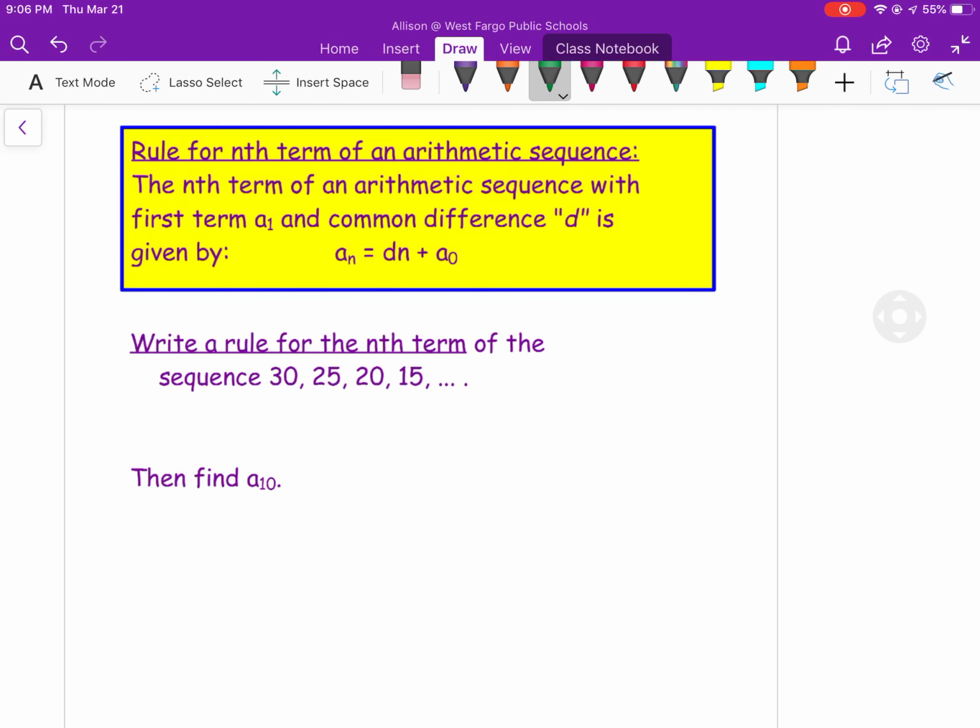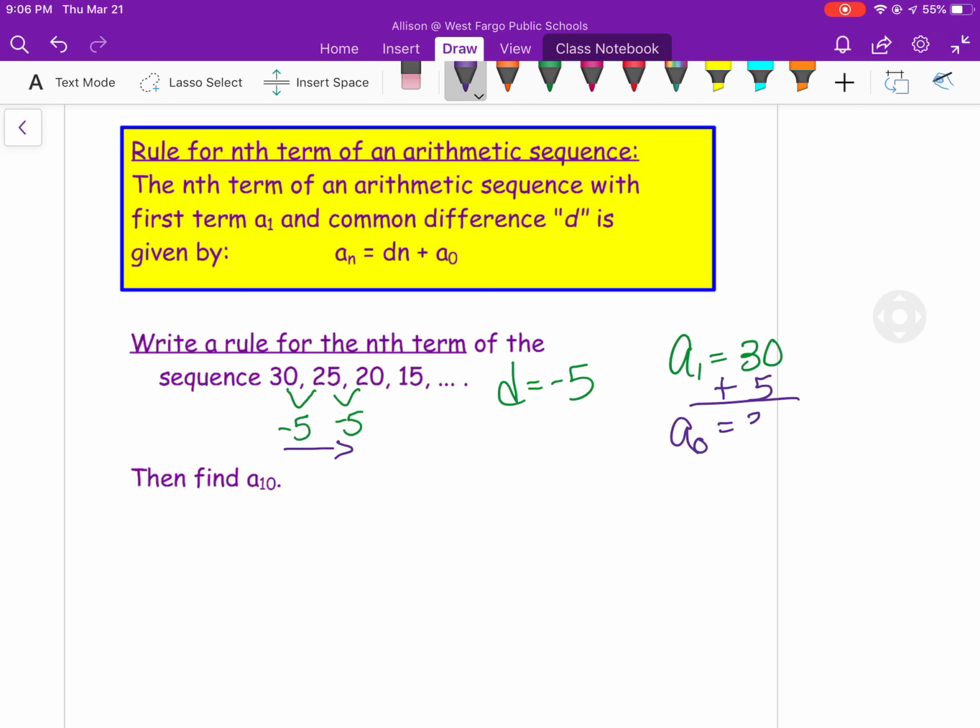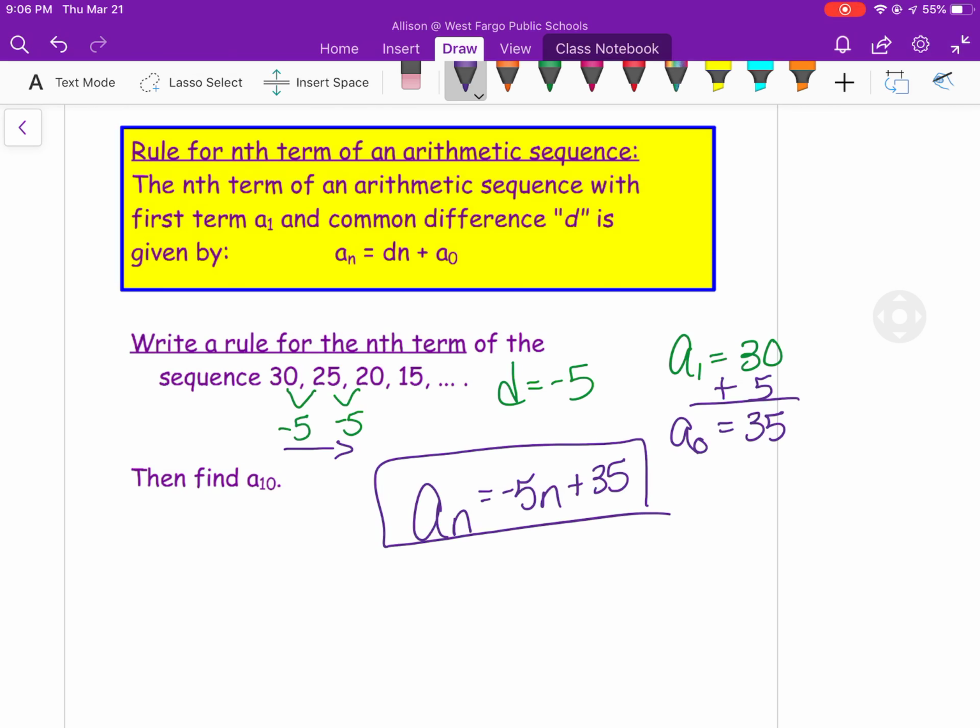So let's try one more. This one we're going down: 30, 25, 20. So that means my common difference must be subtracting, or a negative number. So I'm subtracting 5 each time. So my common difference is negative 5. And I know my first term is 30. Since I'm subtracting every time, I'm going to have to add 5 to get back to my term before the first term. So my a sub 0 term is 35. So then I can plug it into my formula. So you're going to have dn, so negative 5n, plus a sub 0, so plus 35. So there's my general rule for this arithmetic sequence.